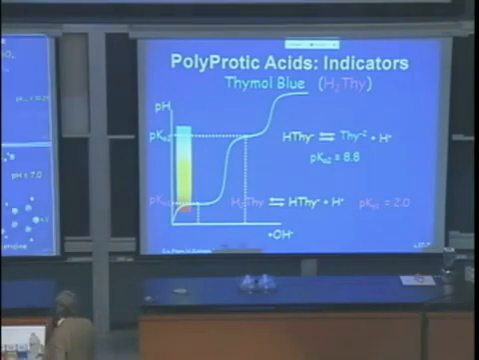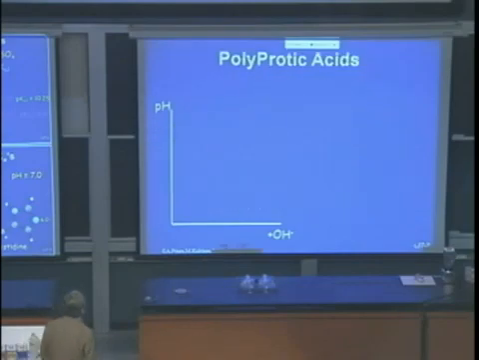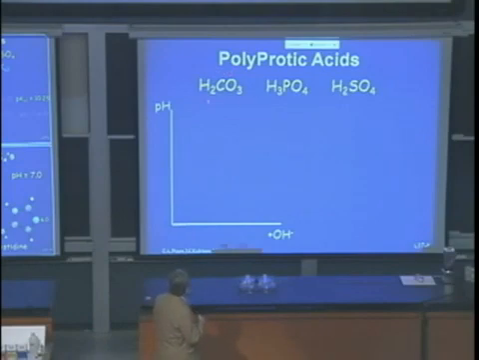Okay, good. It's Friday. So polyprotic acid, I already alluded to this. We met that acid the last time. That's carbonic acid, H2CO3. It has 2 protons that can dissociate. H3PO4 is phosphoric acid. There are 3 of them. First, the first one goes off, then the second one, and the third one. So you have 3 pKa's, here you have 2 pKa's.